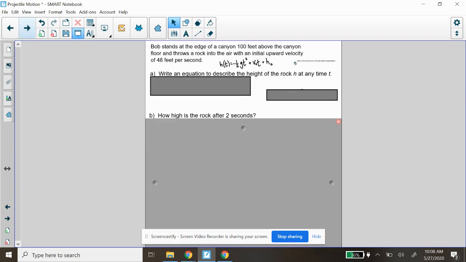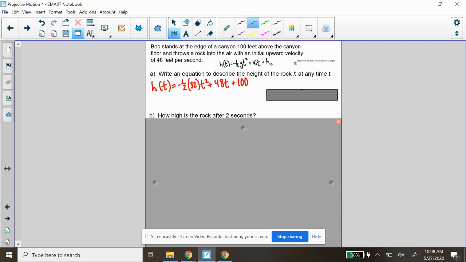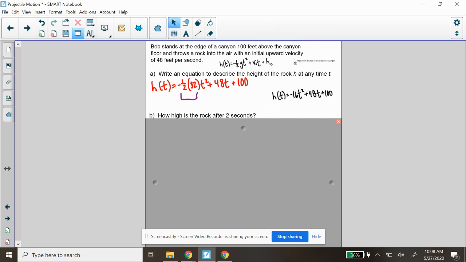So let's try an example. Bob stands at the edge of a canyon 100 feet above the canyon floor. He throws a rock into the air with an initial upward velocity of 48 feet per second. We have our initial formula here, and we're going to plug in the information we know. We know that gravity is 32, the initial velocity is 48, and he is at an initial height of 100. When I plug this in, it's going to look like that. But I can actually simplify this portion of the equation. So my new equation is h of t equals negative 16t squared plus 48t plus 100.